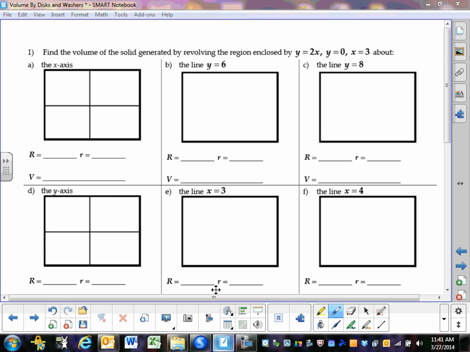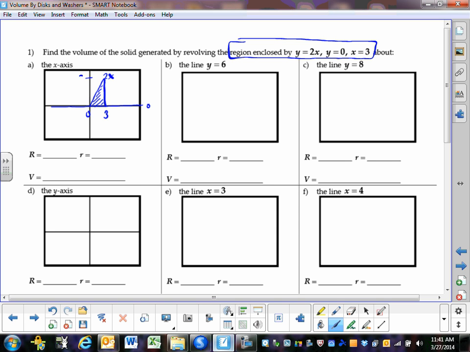So doing some practice on these, the first thing says we're going to find the volume of the solid generated by revolving a region enclosed. Okay, so the region enclosed geometrically looks just like when we did area between curves. So the sketch of y equals 2x, y equals 0, and x equals 3 would be this area that we're going to spin.